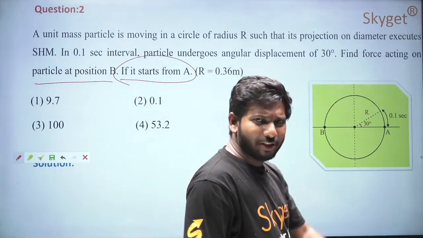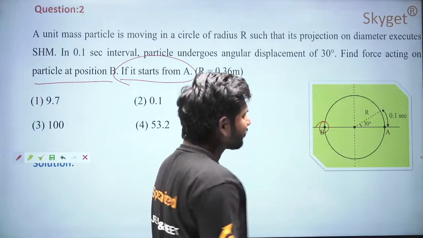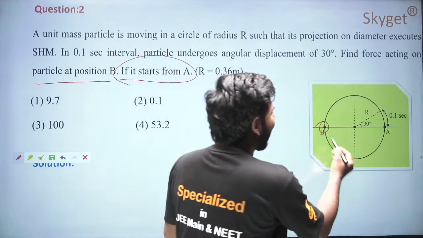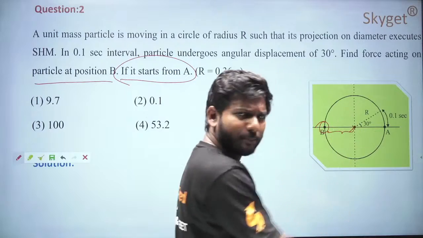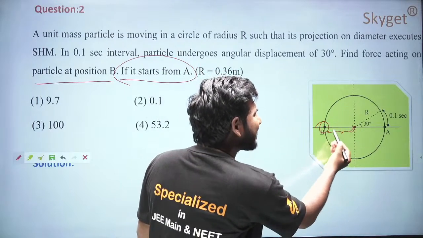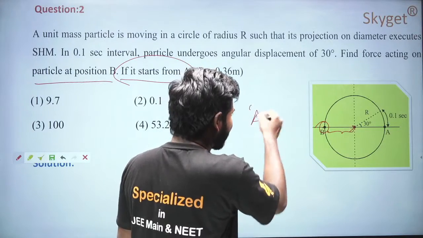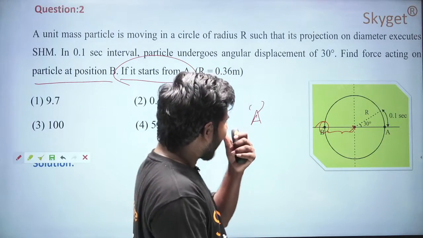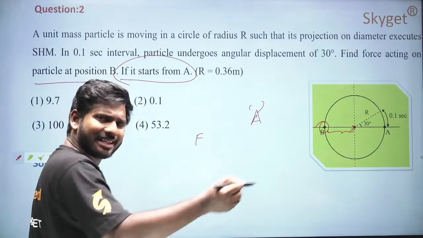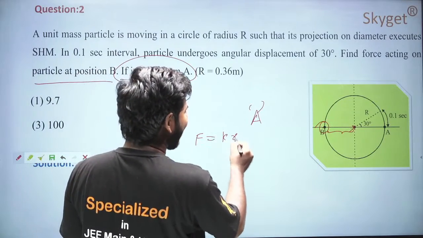One hint he has given you, students. Position B: what is the distance from the mean position? It is the maximum distance from the mean position, that is the amplitude. So then what is the force on a particle, students? You know force is equal to kx.